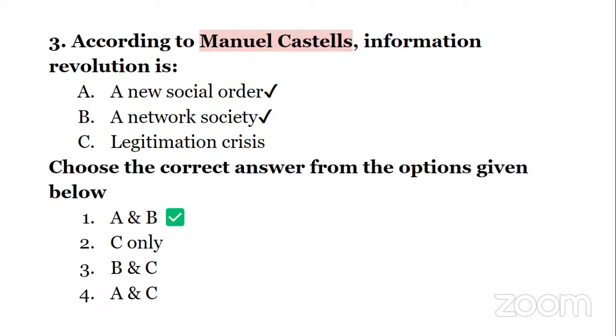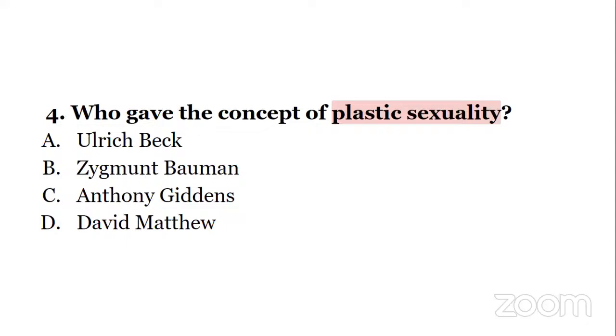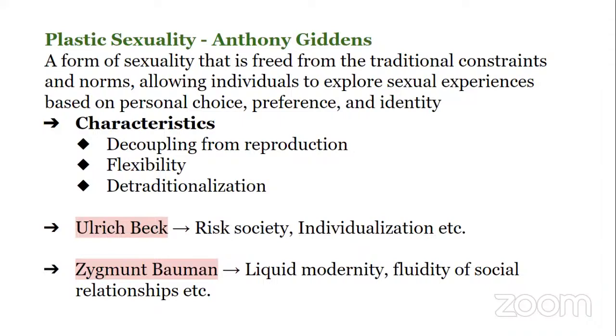Okay, next question. Who gave the concept of plastic sexuality? The options are Ulrich Beck, Zygmunt Bauman, Anthony Giddens, and David Matthew. Let's check the answer. The concept of plastic sexuality is given by Anthony Giddens. Plastic sexuality is a form of sexuality which is different from the traditional form of sexuality or from the traditional constraints of sexuality.